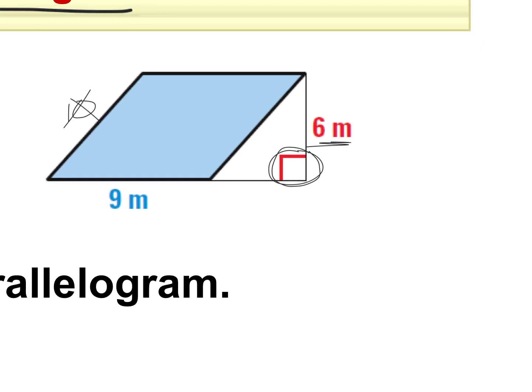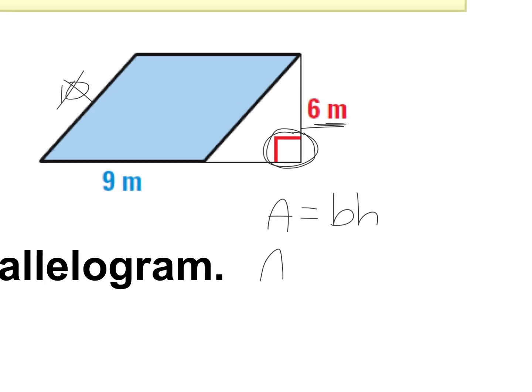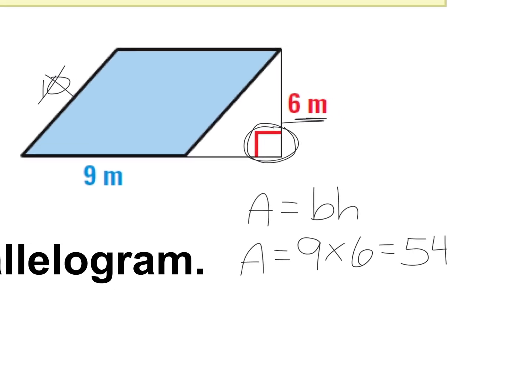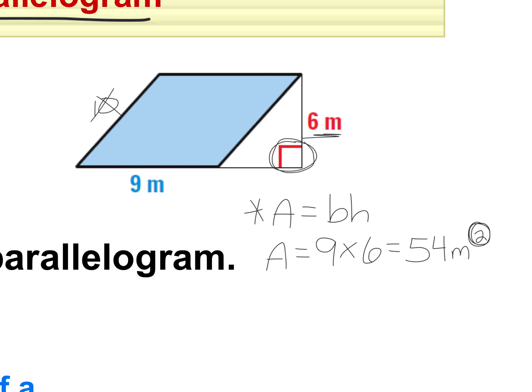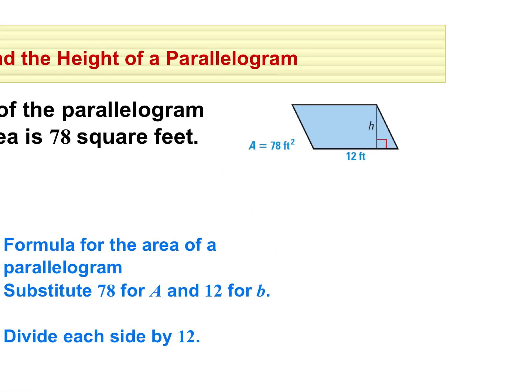Okay. So area equals base times height. Plug in what you know. What do we know? What's the base? 9. What's the height? So 9 times 6? 54. And then what do I have to remember? To add a label, which is what? Meters squared. Whenever you do area, don't forget that squared symbol. Okay, that signifies area. So, same formula we've been familiar with for a long time now, just with parallelograms. Questions?